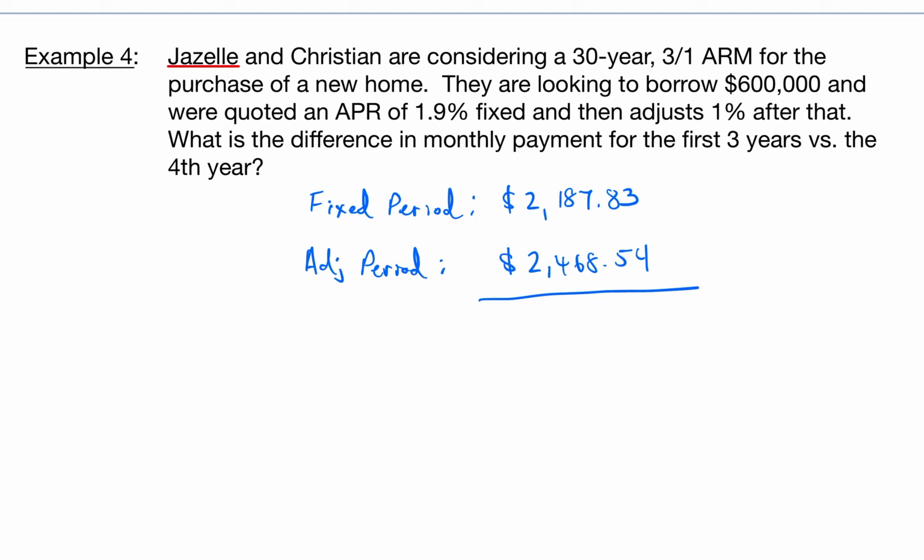The difference is going to be $280. With this adjustable rate, you'll see that the monthly amount went up $280.71. Hopefully that made sense. If you were not clear on any of this, please go back to the beginning of the recording and listen to it again. Thank you.